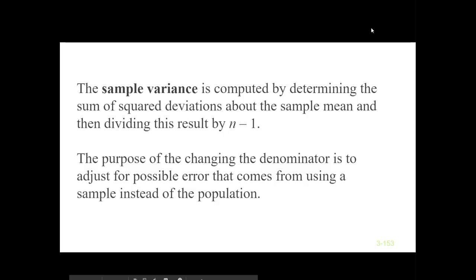Let's talk about sample variance. Sample variance works the same exact way, except instead of dividing the sum of the squared deviations by the number of data points that you have, you're going to divide the squared deviations by the sample size minus 1. The purpose of doing this is to change the denominator and adjust for possible error. You already know you're going to have error because you don't have all the possible values, all the individuals that fit within your population of interest. You're trying to make an inference.